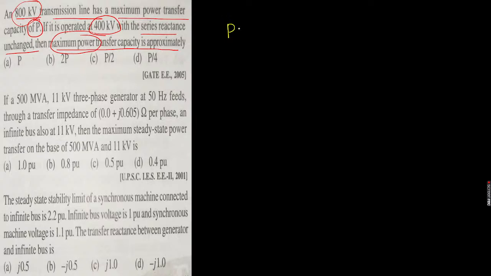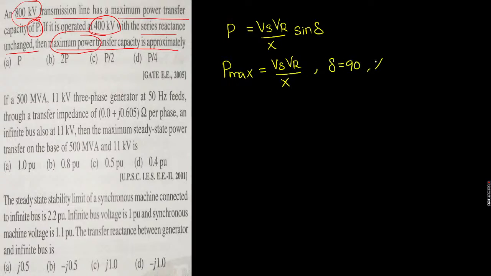We all know the power P can be written as sending end voltage times receiving end voltage divided by reactance X times sine delta. But since they are talking about maximum power, it will be equal to only sending end voltage times receiving end voltage divided by reactance X. While achieving the maximum power, delta will become 90 degrees and reactance X will become root 3 times the resistance R. Just remember these two, don't forget.